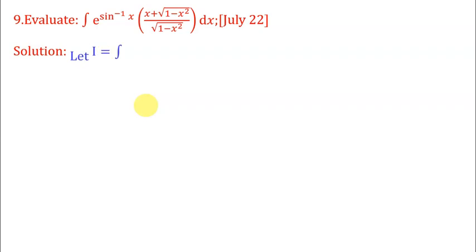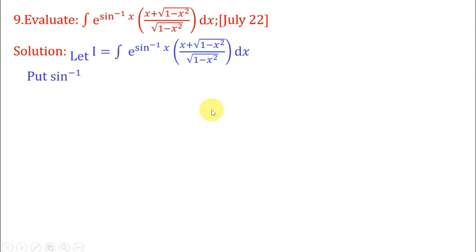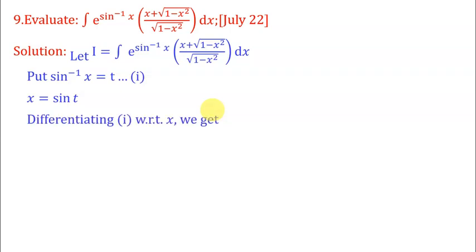Okay. Let I is equals to integral e raised to sine inverse of x into bracket x plus root of 1 minus x square upon root of 1 minus x square dx. Now put here sine inverse of x as t. Therefore x is equals to sine t. Its derivative, the derivative of sine inverse of x is 1 upon root of 1 minus x square, so dx upon root of 1 minus x square is equals to dt.